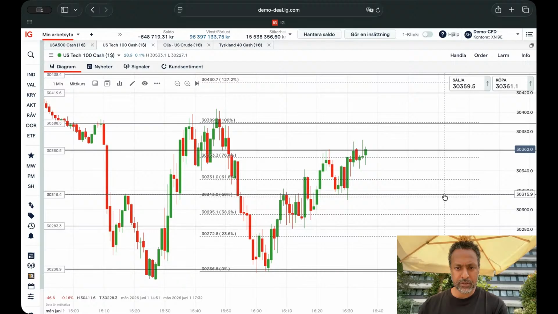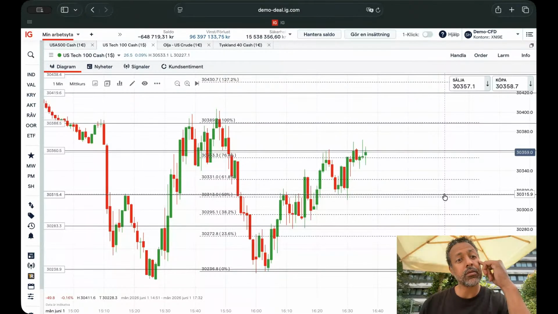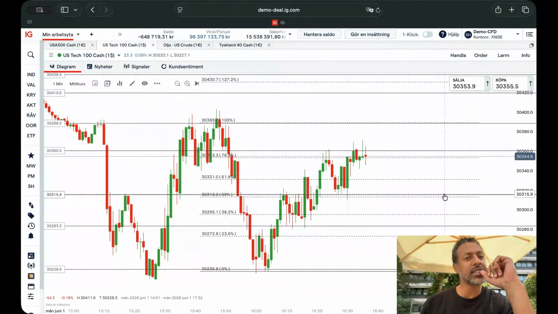Break above and take out the previous high. So let's do a higher high. I move my stop forward to 0.8. Yeah, we're stopped out. Let's do the same one again if we get the chance.